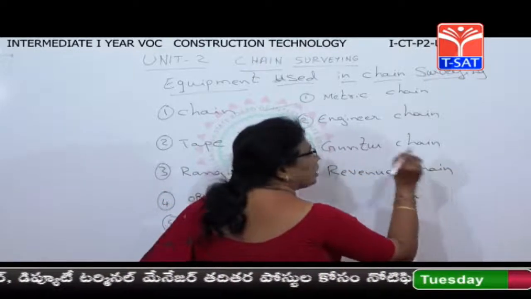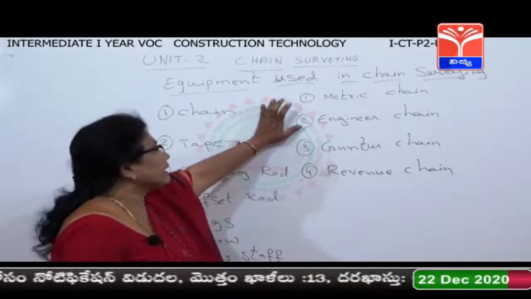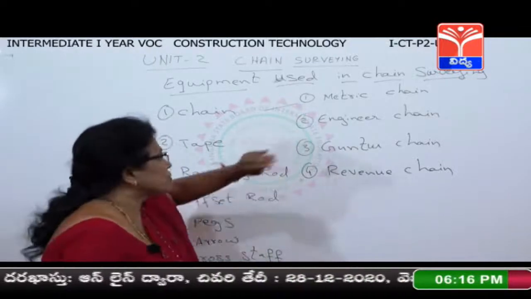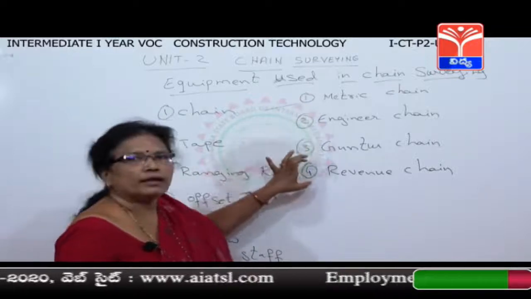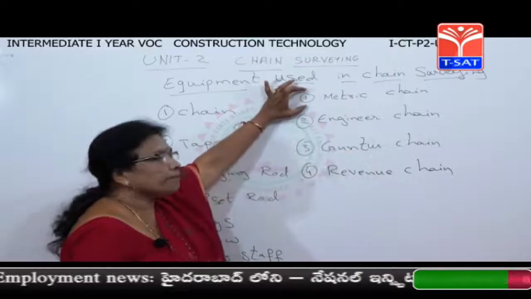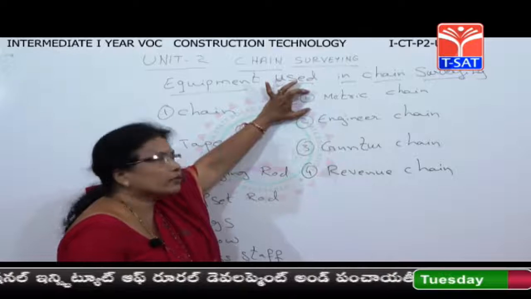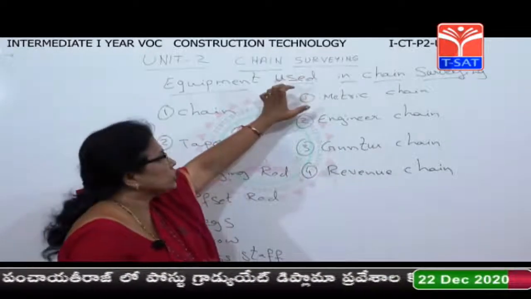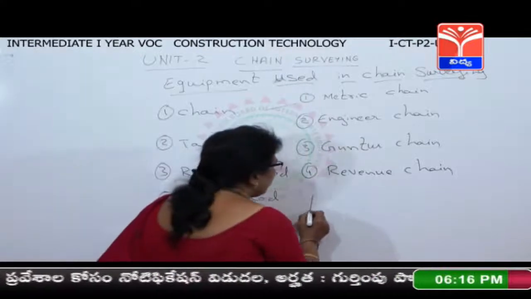This is also again a 2 marks question. They are going to ask you what are the different types of chains. There are 4 types of chains used. They are metric chain, engineer's chain, Gunter's chain, and revenue chain. Now we will study about this. So mainly you are going to use the metric chain. This is the one we are going to use in our laboratory, and most people are using this metric chain only.